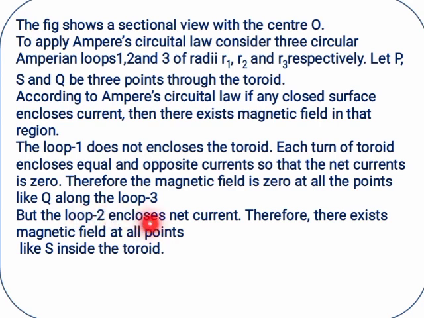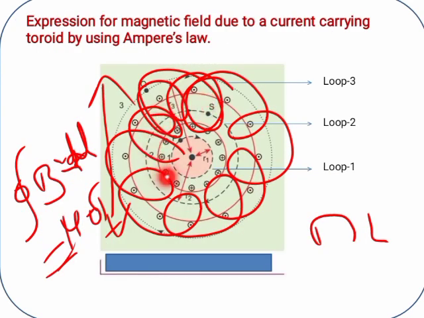Okay, but loop 2 encloses the net current, therefore there exists magnetic field at all points inside the toroid. So loop 2 means we are interested in this loop, so here current is present, that is the reason we are going to observe the magnetic field. This is away from the current element, that is the reason there is no question of current and magnetic field, both are 0. Inside also it is 0.